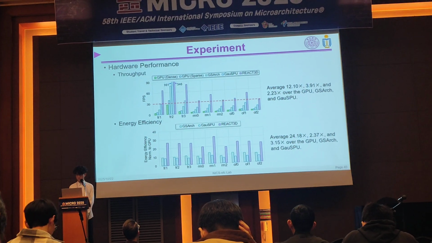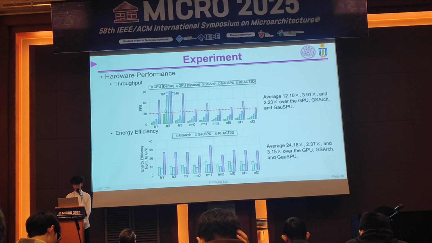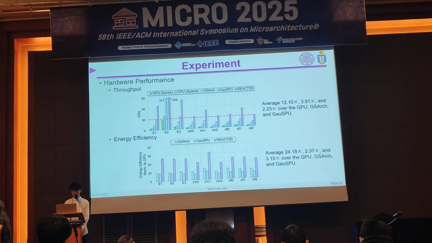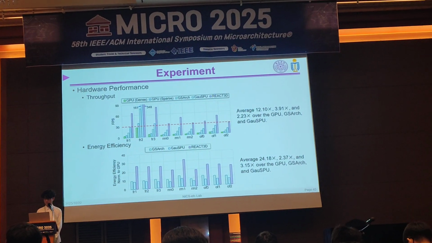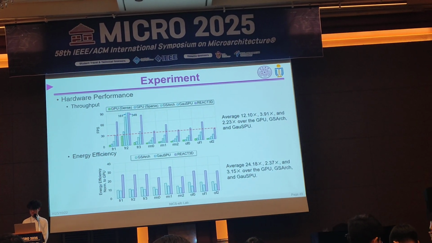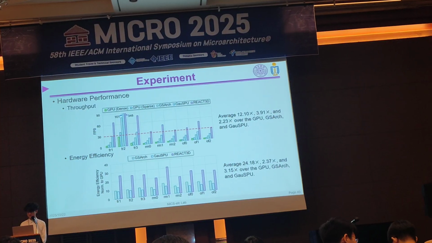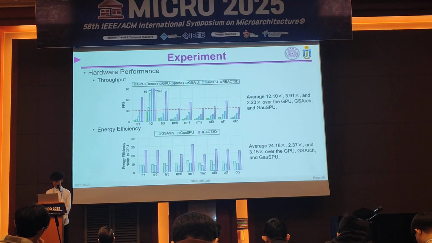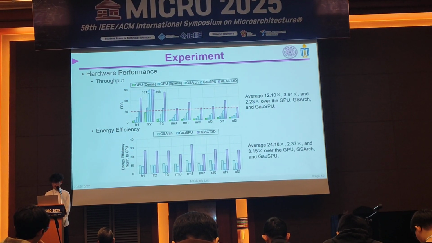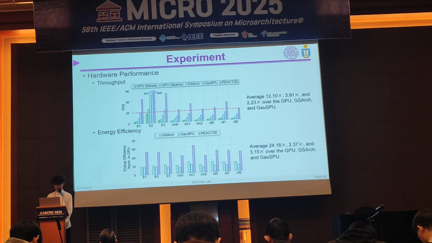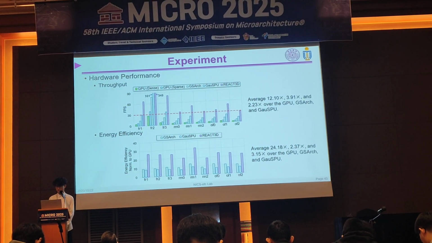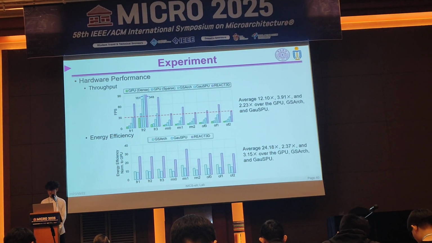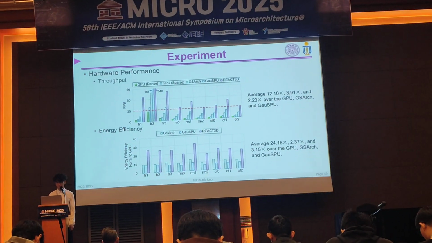And now for our main performance result, the top graph shows the throughput in frames per second. The red dashed line marks the 30 FPS real-time requirement, and as you can see, only REACT3D consistently meets or exceeds this target across all scenes. On average, we achieve 12.10 times, 3.91 times, and 2.23 times of the GPU, GSR, and GPU. And the bottom graph shows the energy efficiency normalized to the GPU. Here, REACT3D achieves an average of 24.18 times, 2.37 times, and 3.15 times over the GPU, GSR, and GPU.